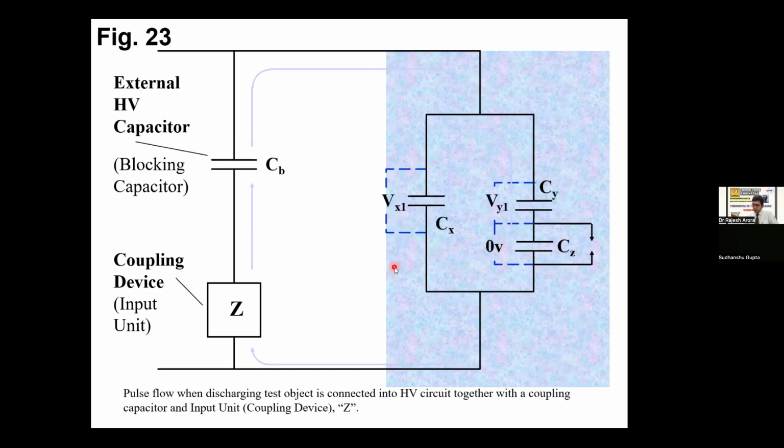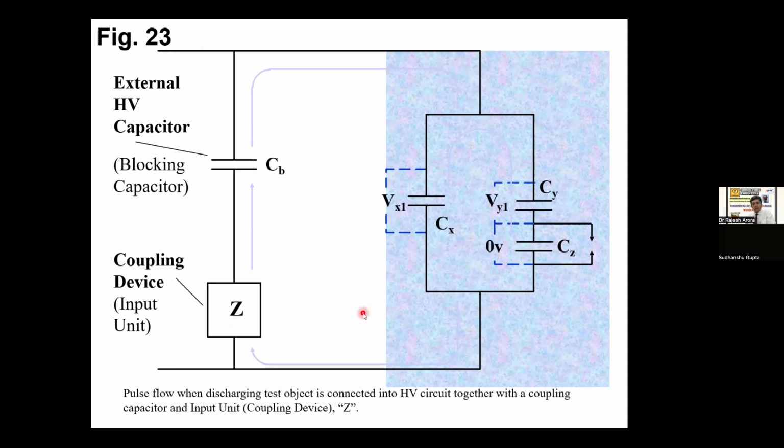Again, in the actual circuit where you have equipment, you have a coupling capacitor, or what we call blocking capacitance, and you also have a coupling device Z. Coupling device Z can be an HFCT, a balloon, a shunt, anything. It depends on the test engineer what kind of sensors they use to decouple the partial discharge signal. And here a high voltage is applied.